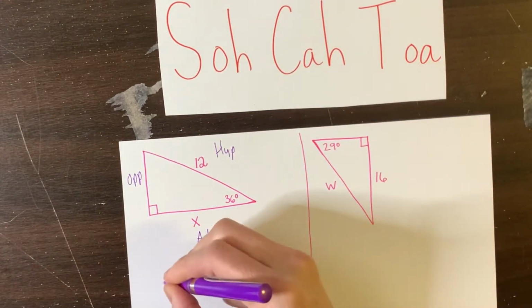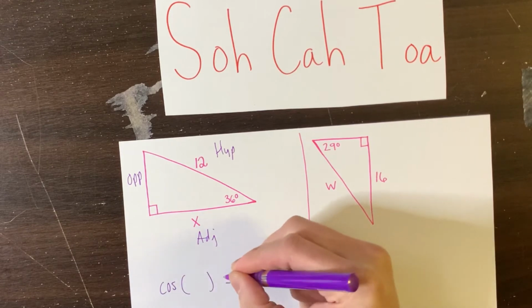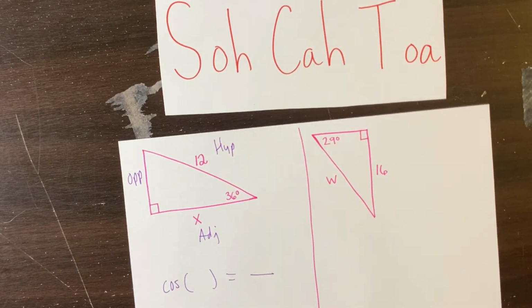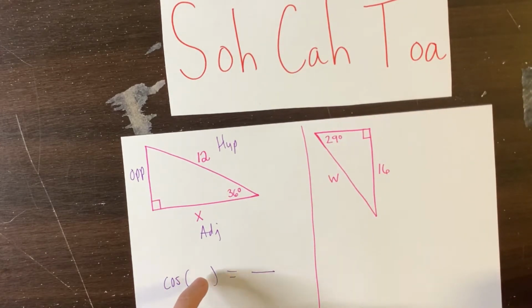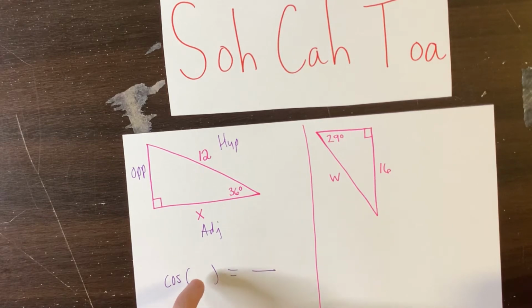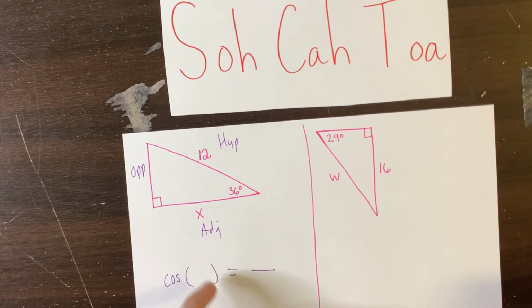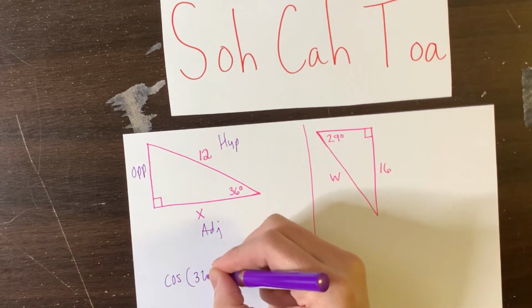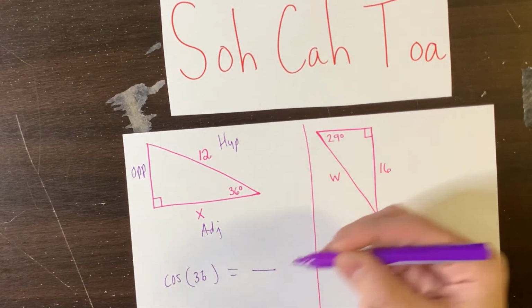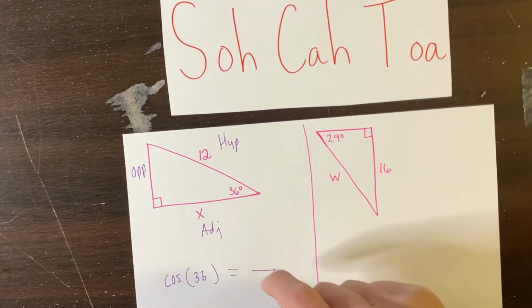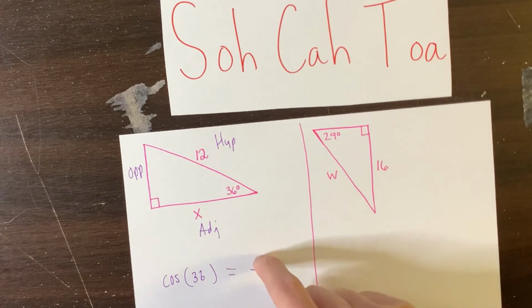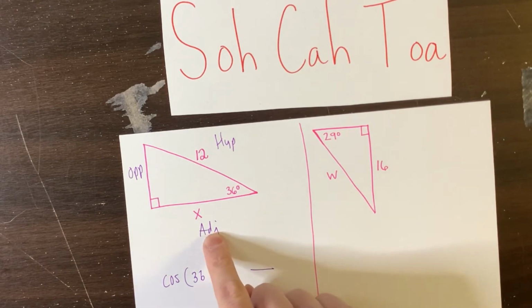And this is the setup. They're always set up like this. You pick the correct function, in this case cosine. In here, I need the angle, and here I need a fraction. So what's the angle that we're playing with? The angle is 36. Now, what goes here, what goes there? Well, it's adjacent over hypotenuse. What's my adjacent? That's where the label comes in clutch.